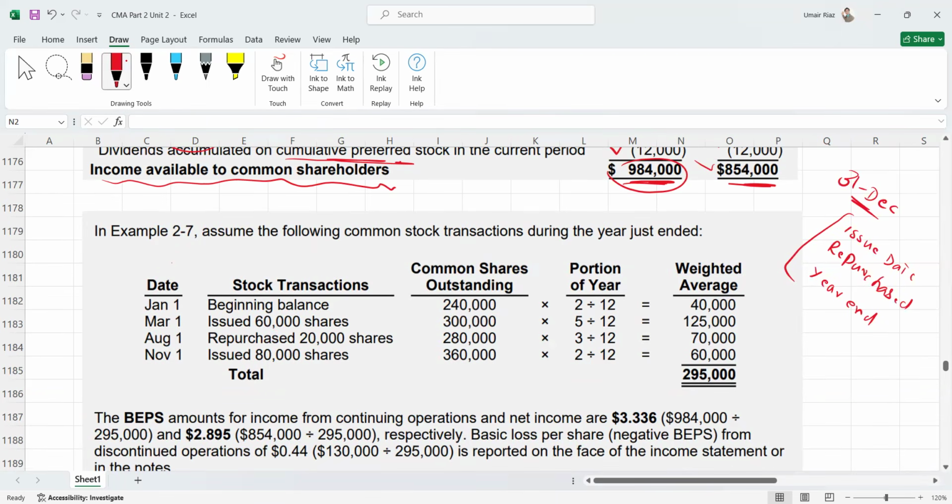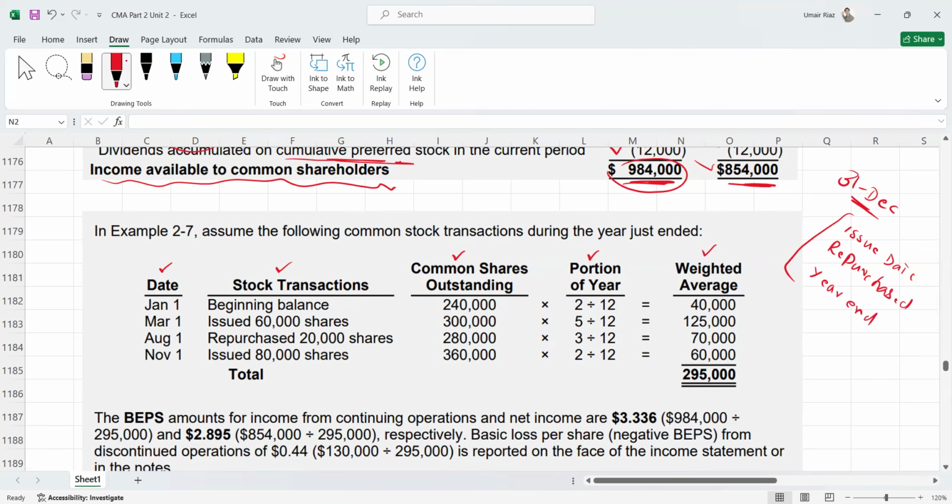First column is for date. Second column is for the name of transaction. Third column is common shares outstanding. Fourth column is portion of the year, like how many months those shares were outstanding before the next transaction occurrence. The last column is weighted average number of shares. So now see how it will work.